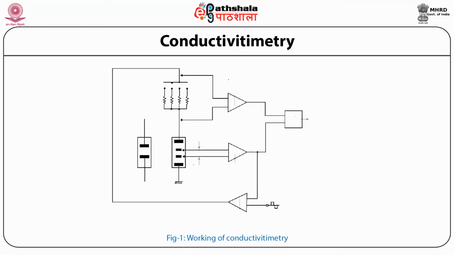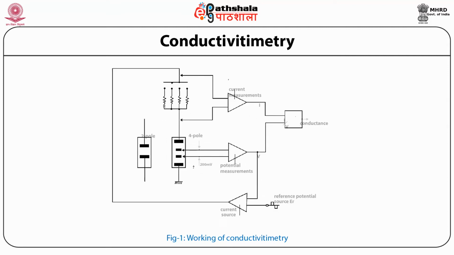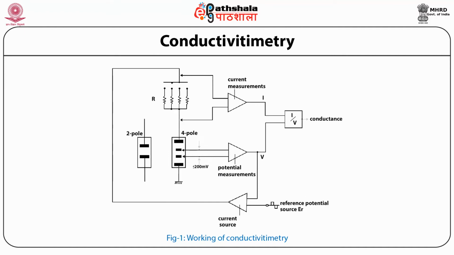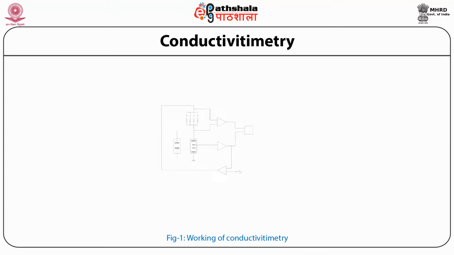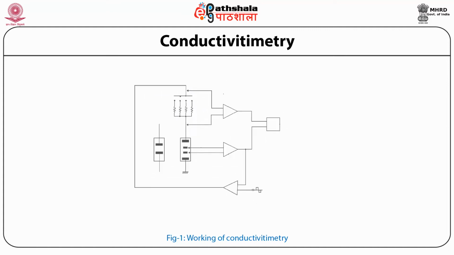Here we are discussing the working of the conductivity meter. The figure shows one current source from the reference potential source, one current measurement, and another one the potential measurement. As we place the two electrodes at a definite distance in the solution, the conductance, that is I by V, is measured when the ions migrate from one electrode to the other electrode. Here one electrode works as a reference and the other one is the working electrode.